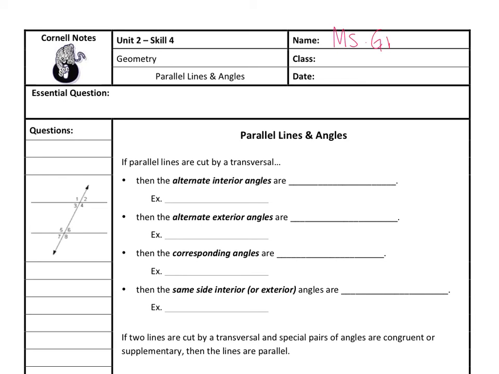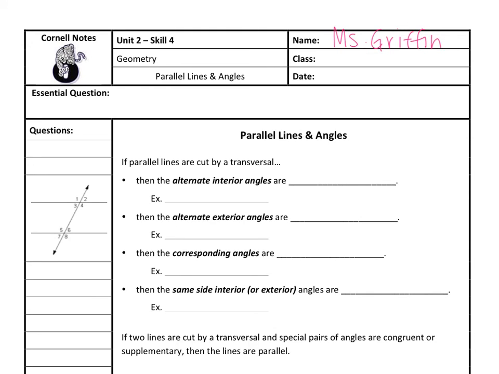Today we are taking a look at Unit 2, Skill 4, Parallel Lines and Angles. Now Miss Wesley did take you through some of these parallel lines and angles back in Unit 1. I'm going to take you through them again, just a little bit more in depth, and then we'll actually do some finding angle measures with parallel lines.